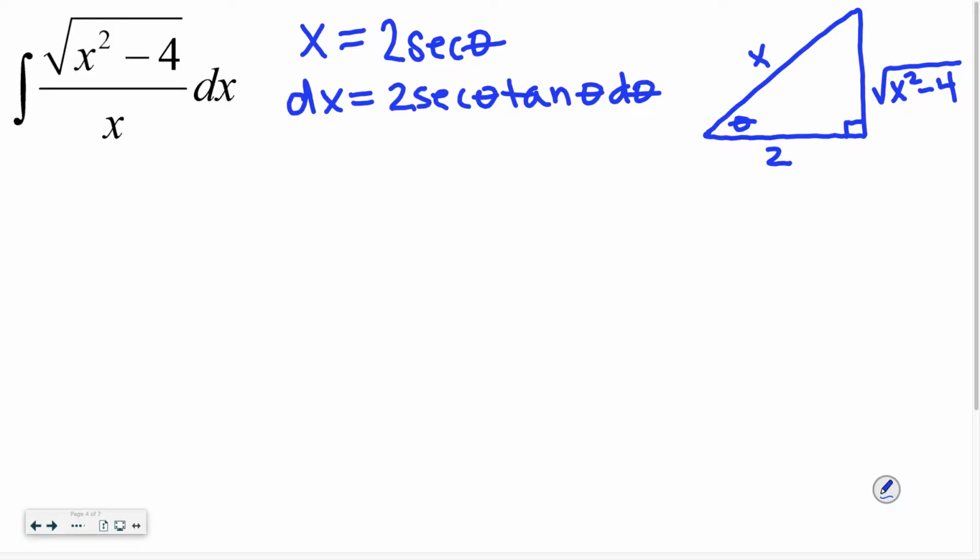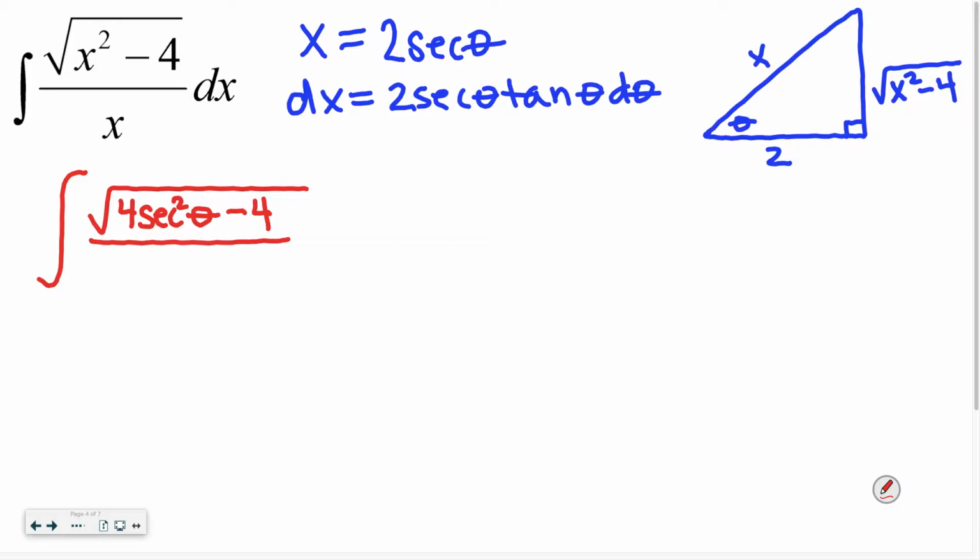Okay, so there are the substitutions. So x squared becomes 4 secant squared theta minus 4. x is 2 secant theta. And dx is 2 secant theta tangent theta d theta.